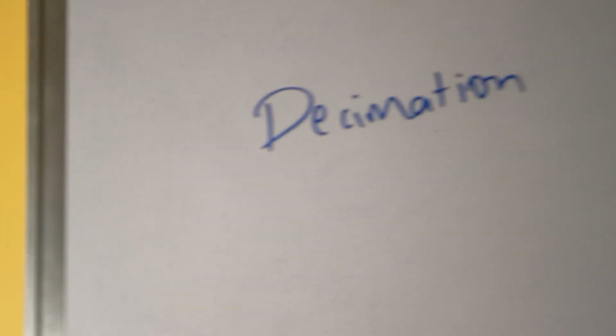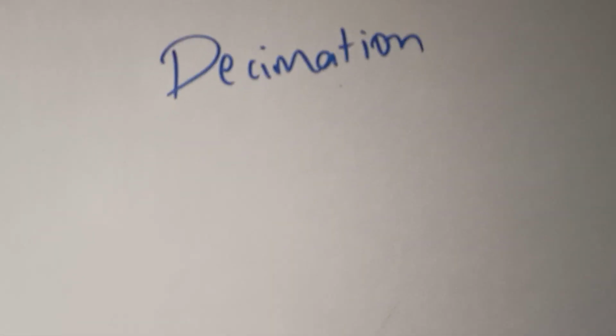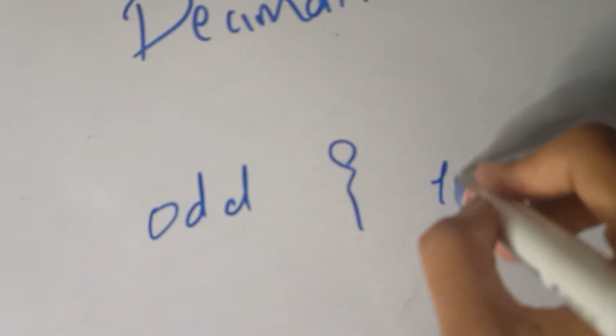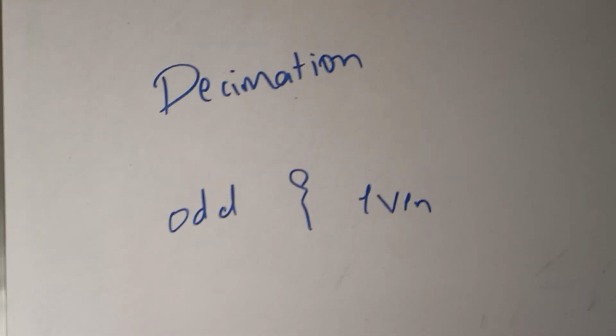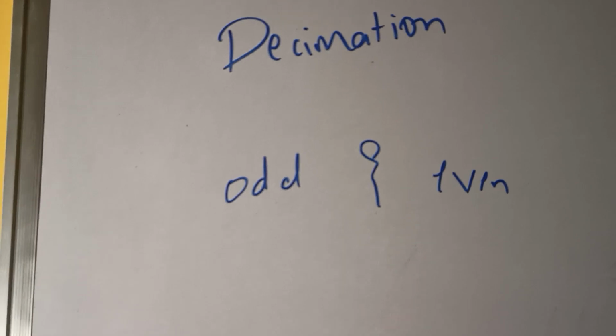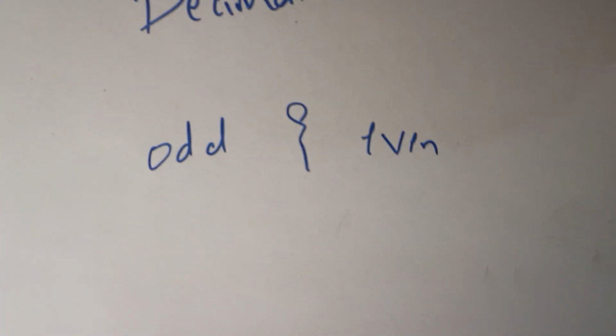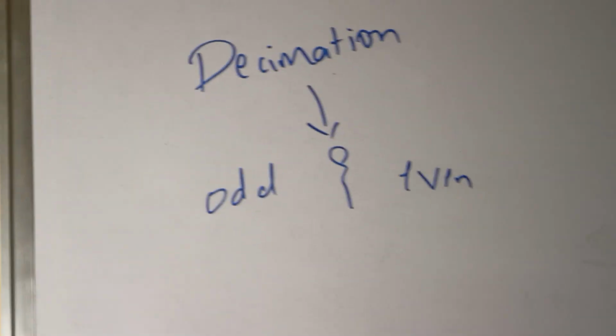Before understanding that, let us understand the term decimation. Not going to the high level, but for now just understand that decimation is nothing but grouping into odd and even. We have to group the elements in the sequence based upon their index. Depending upon whether the index is odd or even, we group or segregate them. So this is the meaning of decimation.